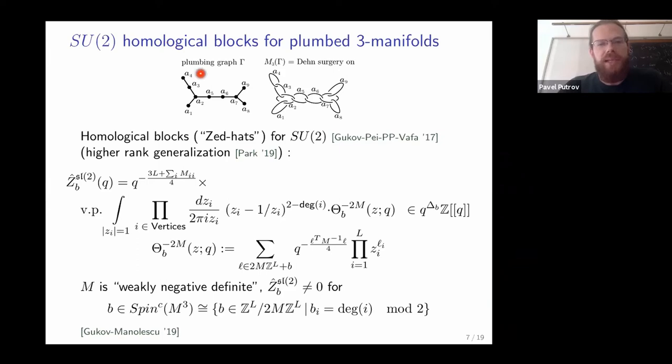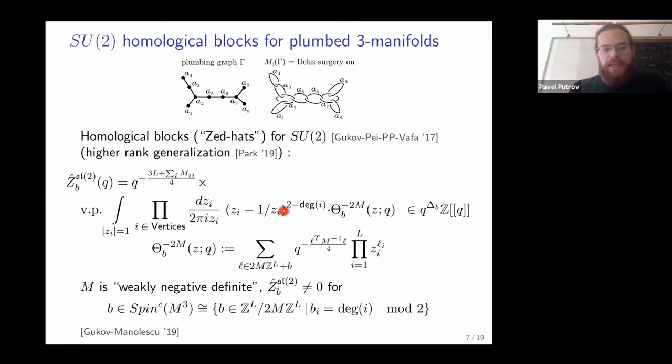Okay, so before going to Q-series associated to manifolds and supergroups, let me briefly review the Q-series associated to ordinary link groups and the three manifolds of a type of plumbing graph. They were considered in a paper by Gukov, Pei, Putrov, and myself, and there was given the following formula in terms of this plumbing data, what would be this Z-hat series associated to an ordinary algebra.